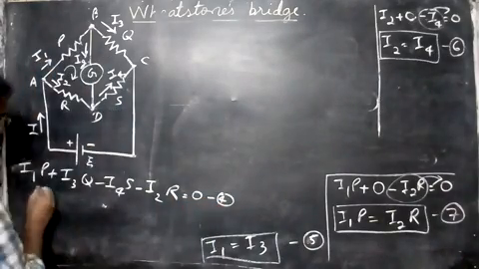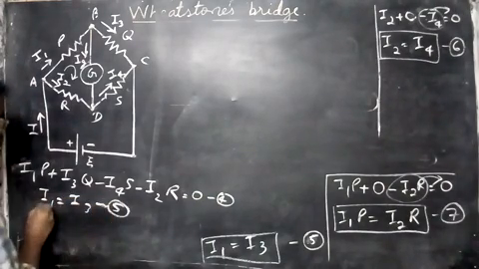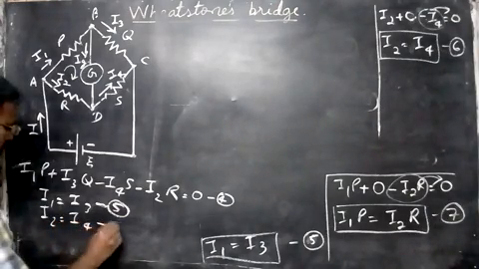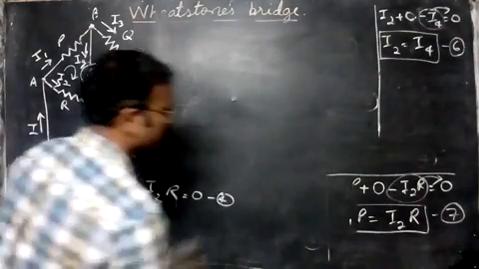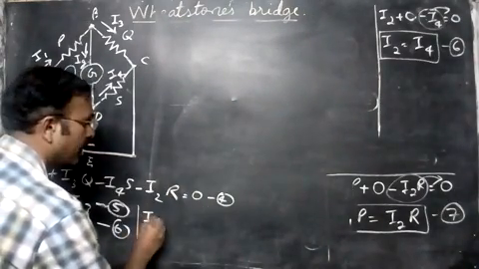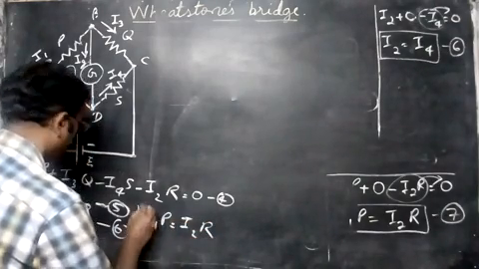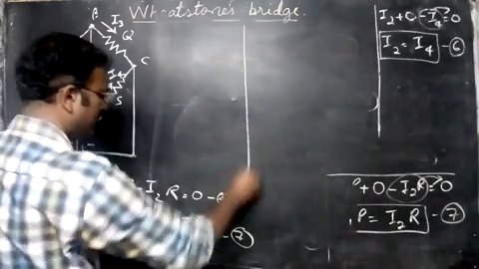Then equation 5 we got here. I1 is equal to I3. That is equation number 5. Equation number 6 we got, that is I2 is equal to I4, that's equation number 6. And then equation 7, okay, that is I1P is equal to I2R, okay, this is equation number 7. It's very simple only, okay.